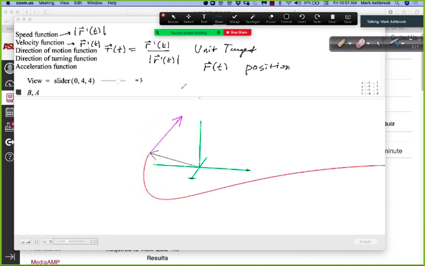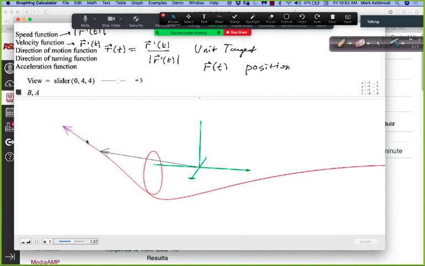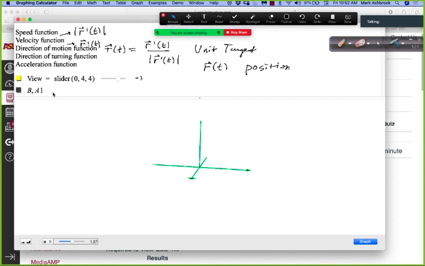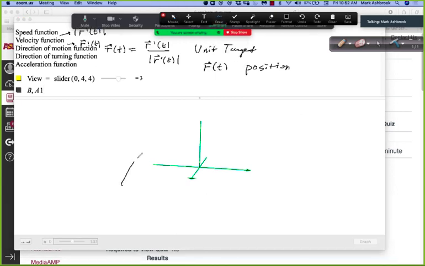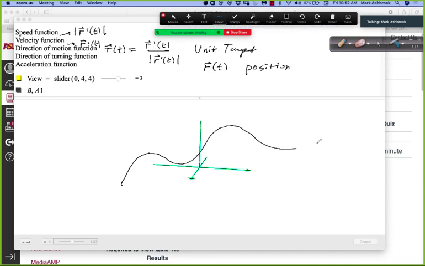And so I want to draw a picture. Pause this, and actually, let's turn it off. And so here say I've got some function like this through space. It's going through space like this. And here we are, right here. So for some value of t, there's an r of t like this. So that's r of t. I'll call it t naught.